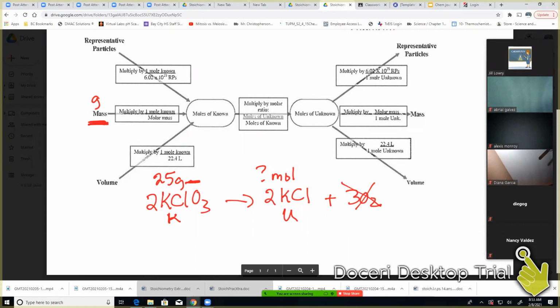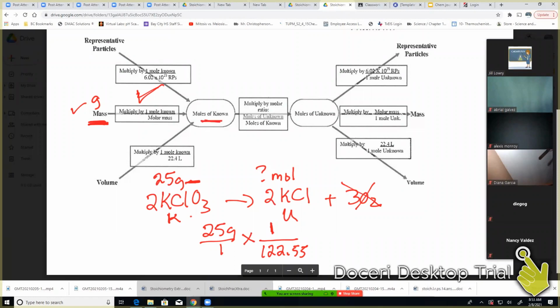All right, so let's start with our given, which is 25 grams over 1. That's right here. So my first conversion factor, it says I multiply by the reciprocal, 1 over the molar mass of my known. And my known is KClO3. And if you look on your paper under number 6, I've given you the molar mass of that, so you don't have to calculate it. 122.55. So that's my first conversion factor.